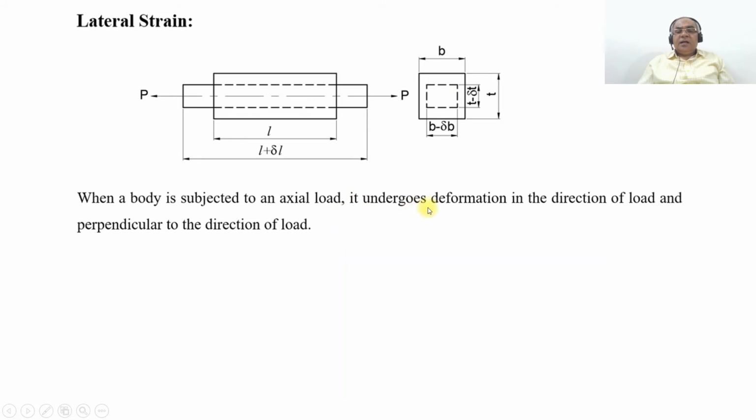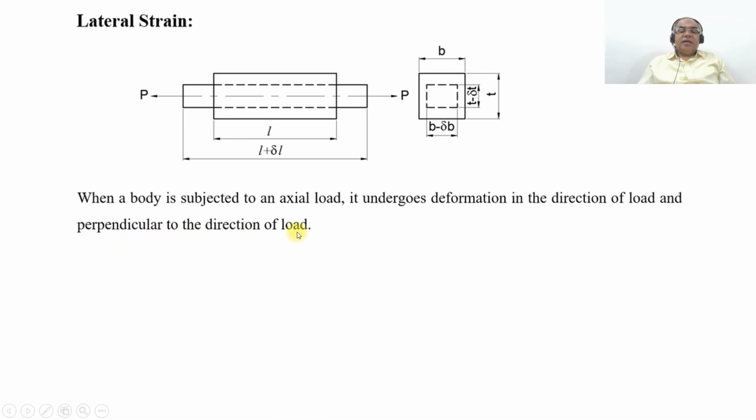It undergoes deformation in the direction of load, which means along the length of the member it is going to increase. And what happens perpendicular to the direction of the load? Correspondingly, the area of cross section is going to decrease, as shown in the dotted line. Initially, the position was B and T. As the axial force is applied, the body elongates. In order to keep the volume of the member the same, the area of cross section reduces. The reduction in cross sectional area is B minus delta B and T minus delta T, as shown by the cross section with a dotted line in the side view.